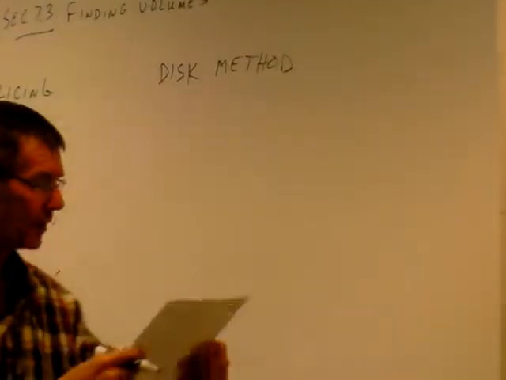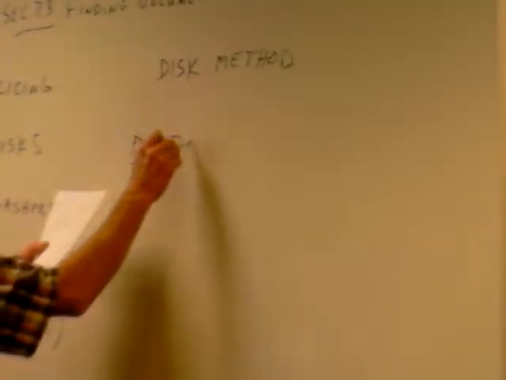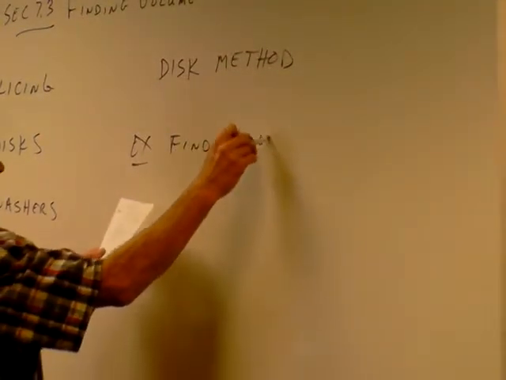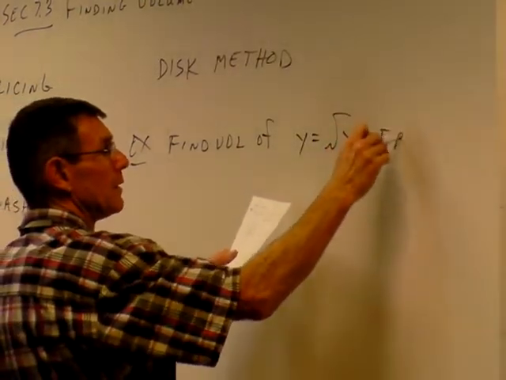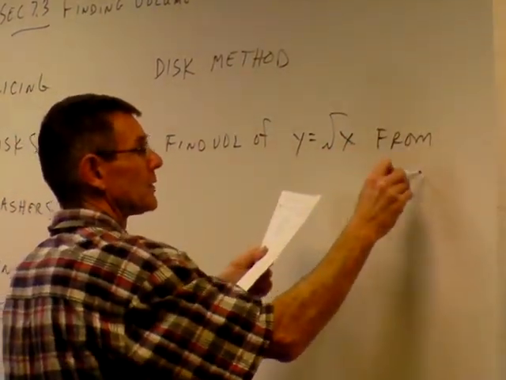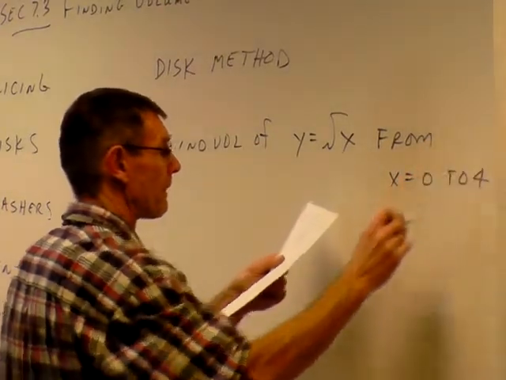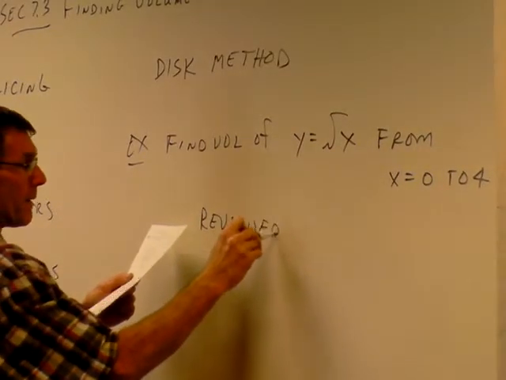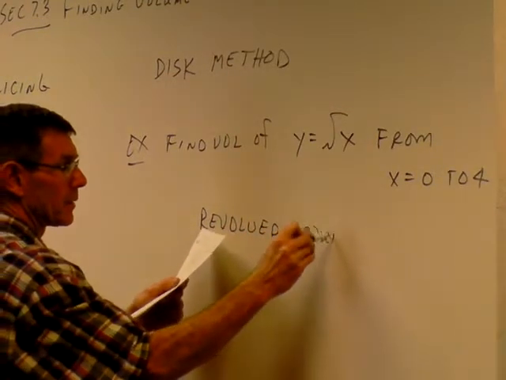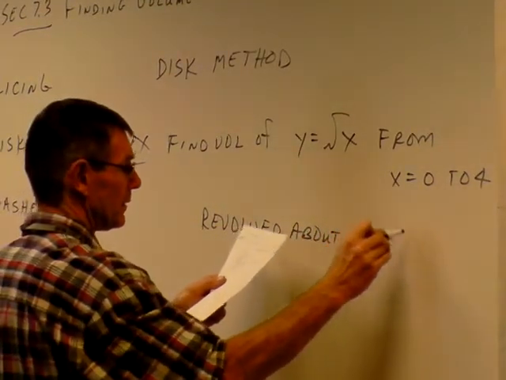Let's do an example that's got some more math orientated to it. Example. Find the volume of y equals the square root of x from x equals 0 to 4 revolved about the x-axis.